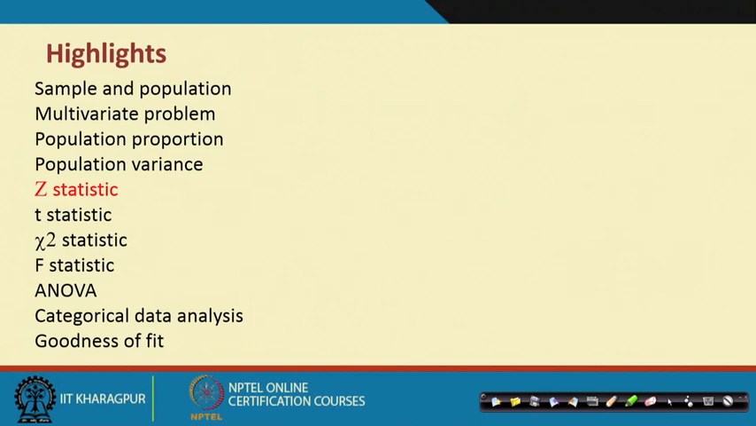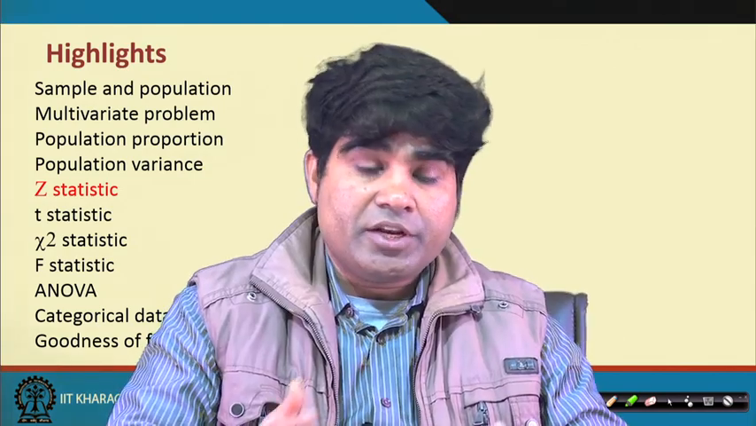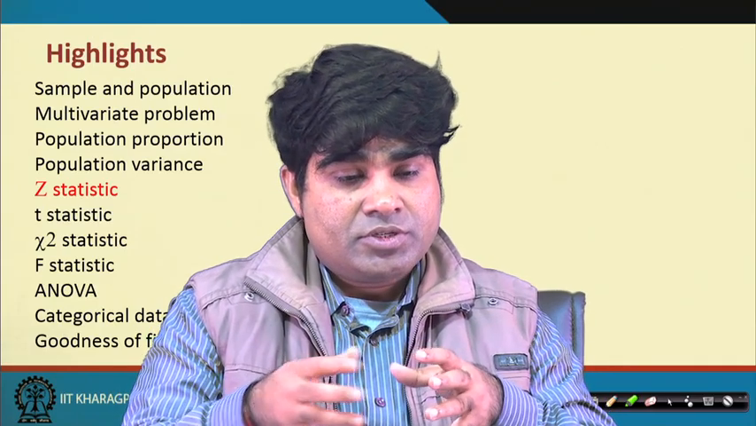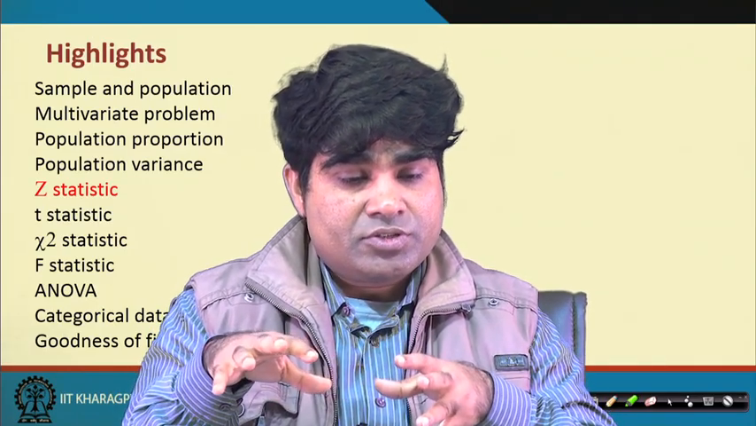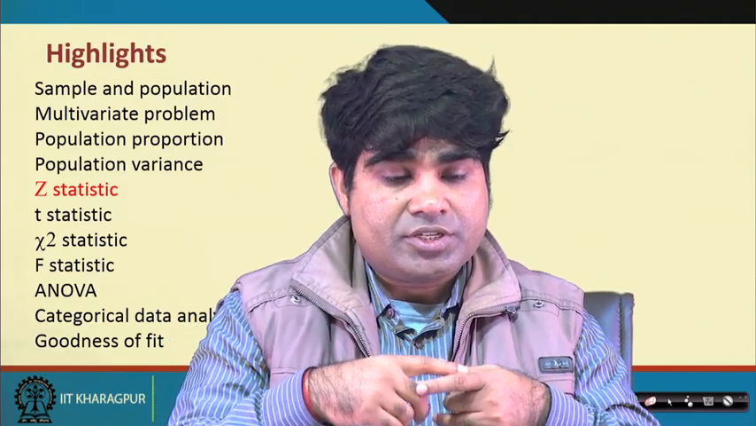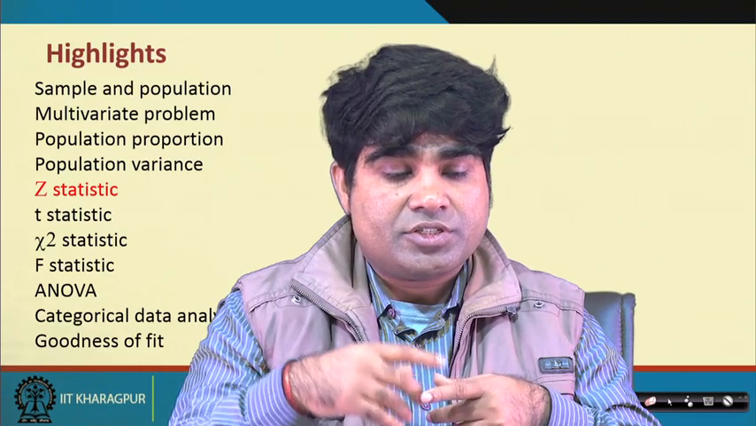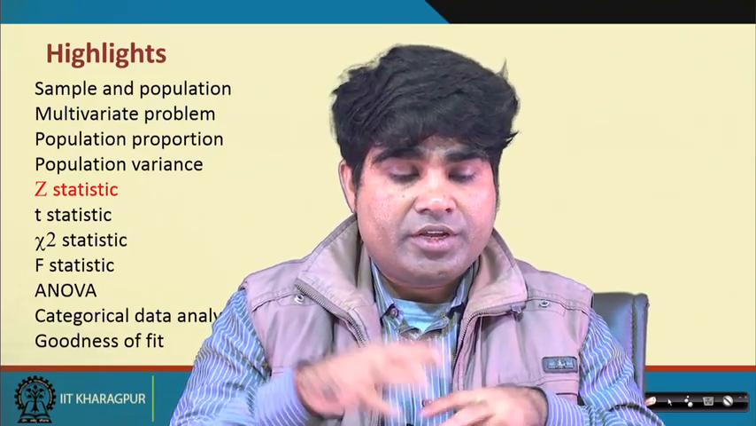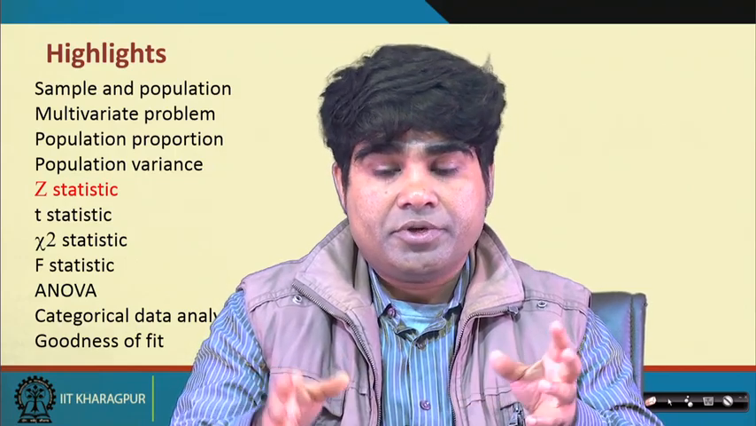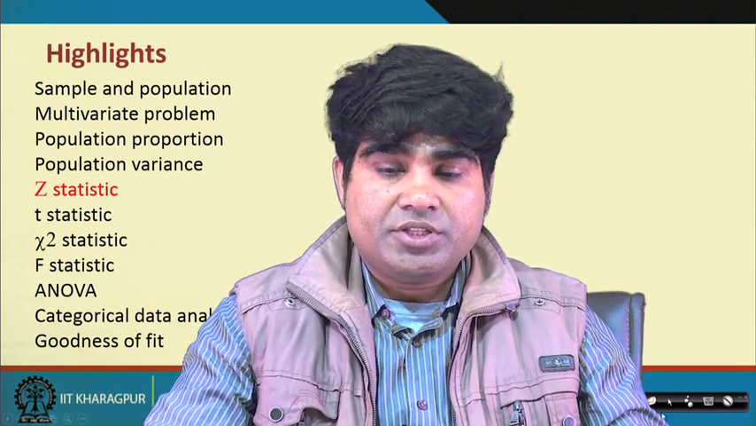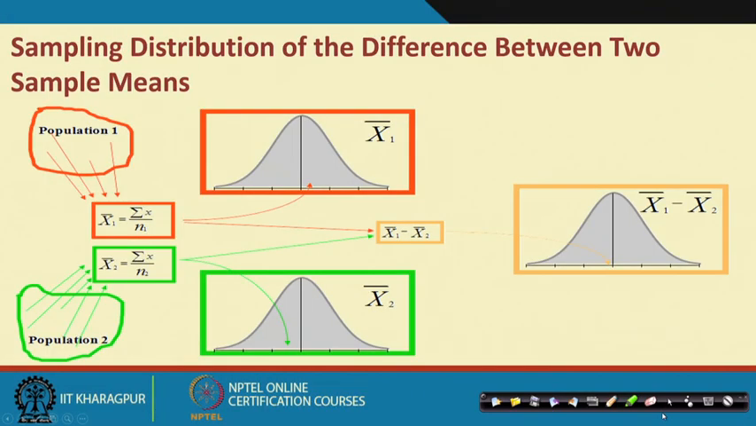So, the highlights of the lecture are like this. We will again go by sample versus populations, then multivariate problems, population proportions and population variance. Then again we will use all these test statistics, Z statistic, T statistic, chi-square statistic and F statistic, and then we will connect with ANOVA and categorical data analysis, and finally we go for the goodness of fit structure.